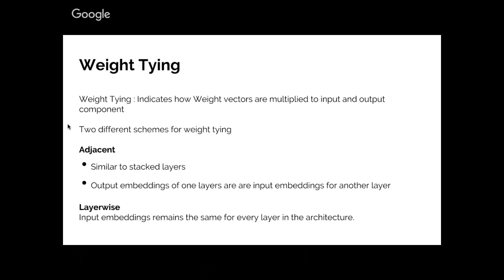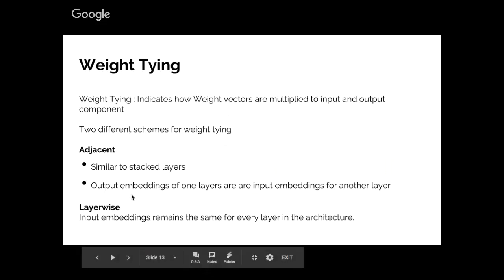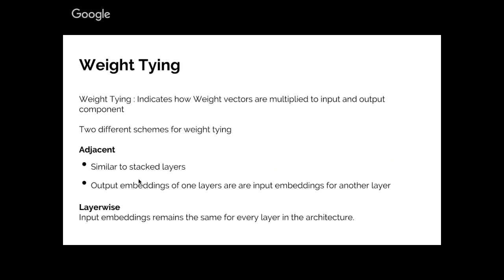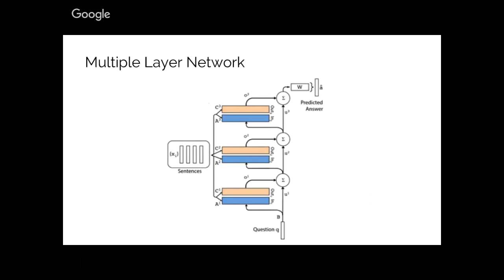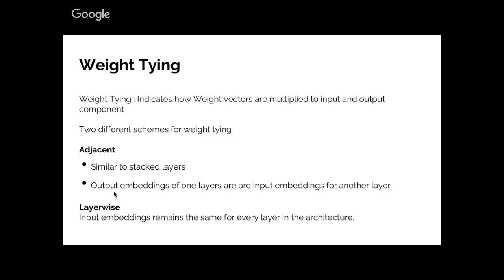And there are two schemes out there, adjacent and layer-wise. In the adjacent scheme, similar to stacked layers, the output embeddings of one layer are the input to the next layer. In the layer-wise implementation, the input embeddings remain the same for each layer. So these are two different ways inputs can travel through the layers for the weighting.